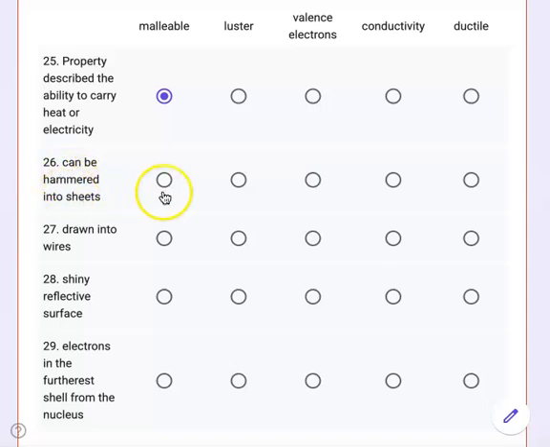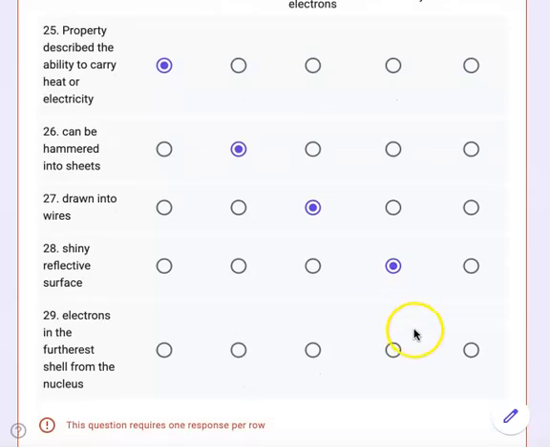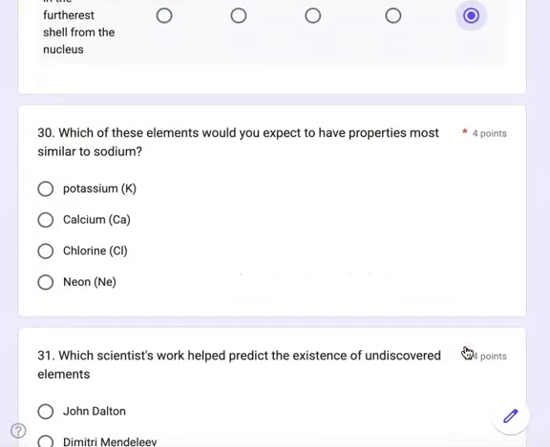26, can be hammered into sheets. 27, drawn into wires. 28, shiny reflective surface. 29, electron in the furthest shell from the nucleus. 30, which of the elements would you expect to have properties most similar to sodium? Sodium is Na, potassium, K, calcium, Ca, chlorine, Cl, or neon, Ne.